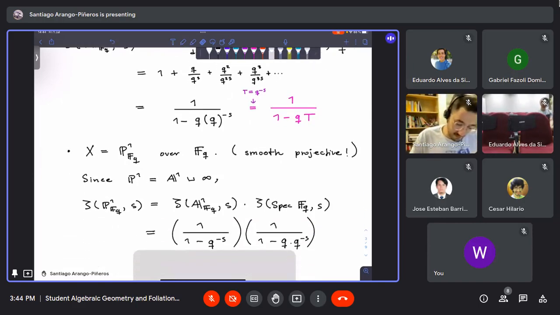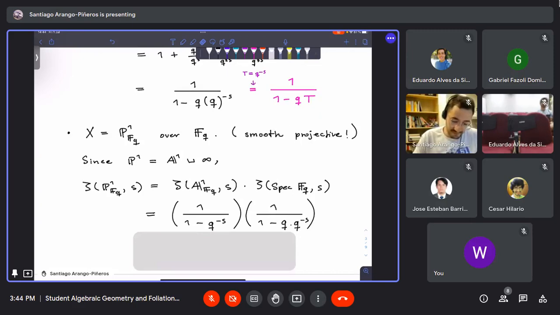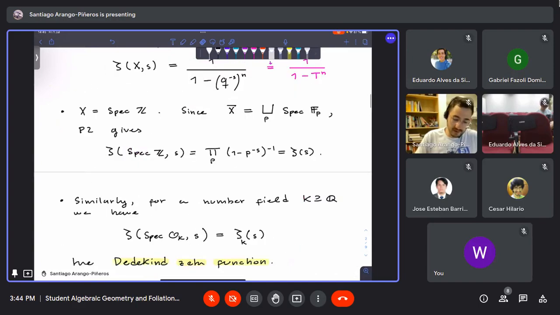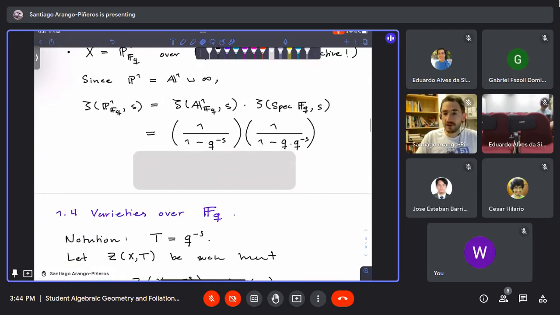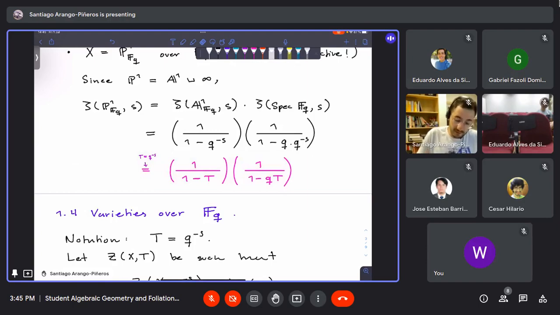Let's now look at another example of something that is not affine: P1. P1 is smooth and projective, and I can write it as a disjoint union of the affine line and the point at infinity. So I can use property number 2, right? Since I already calculated the zeta function of A1 and the zeta function of a point, the zeta function of P1 is going to be the product of both. And again, doing the substitution, I can write this as a rational function.